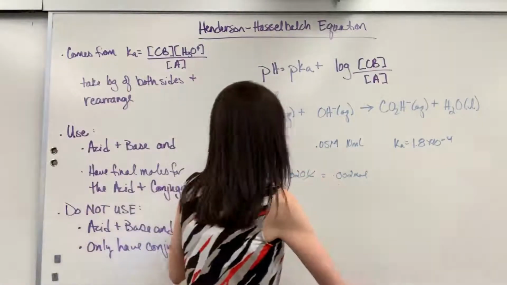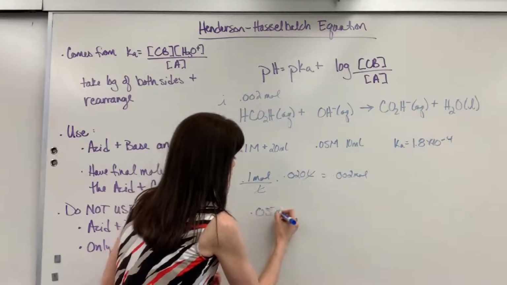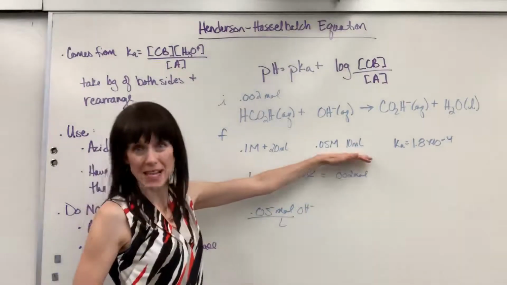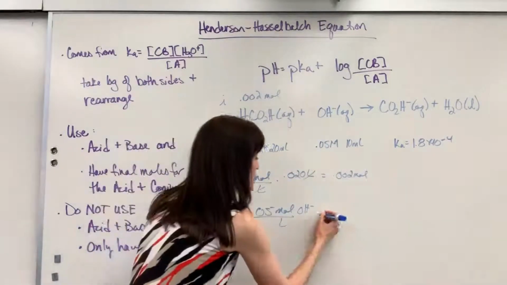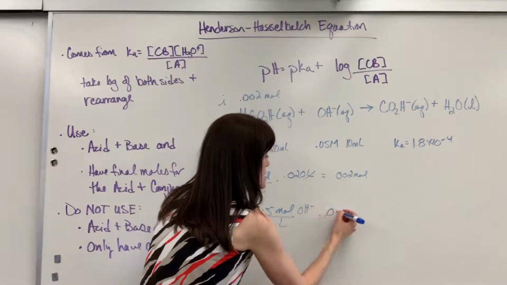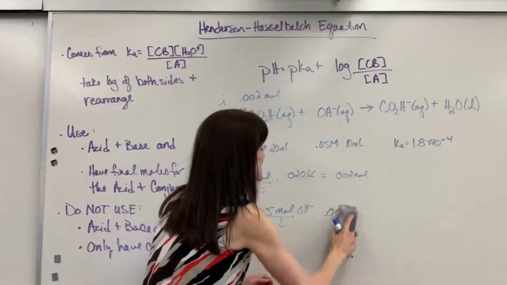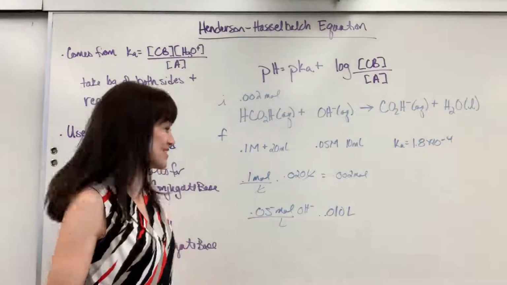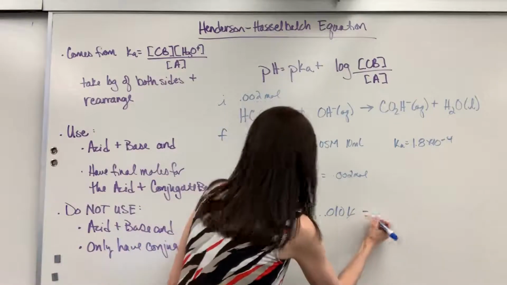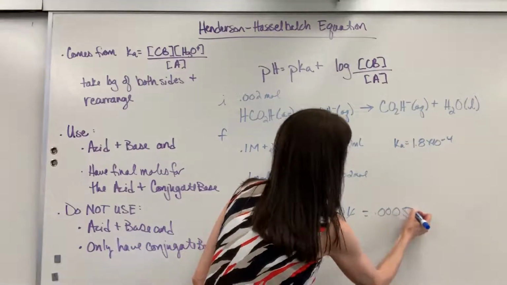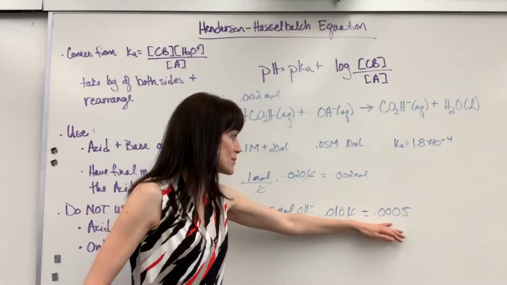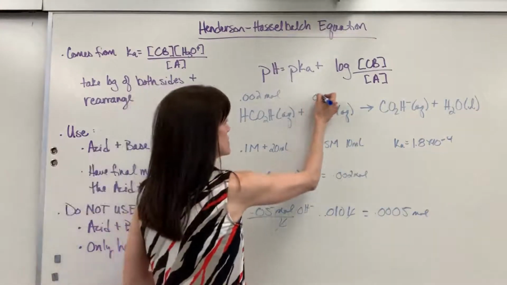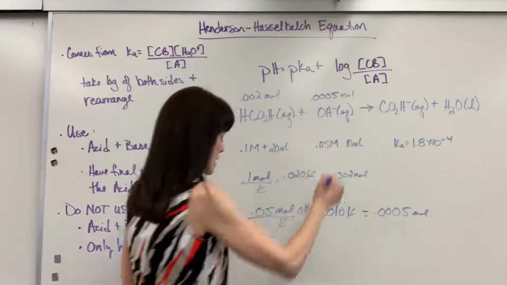That's what we're going to start with. Now we're going to add to this the 0.05 moles per liter of the hydroxide, and we've only got 10 mL. So divide that by 1,000, 0.010 liters. So that's the same thing as 10 mL. Our liters cancel, and we are going to get 5 times 10 to the minus 4, 0.0005 moles of the hydroxide. So let's go ahead and write this down, 0.0005 moles of the hydroxide.